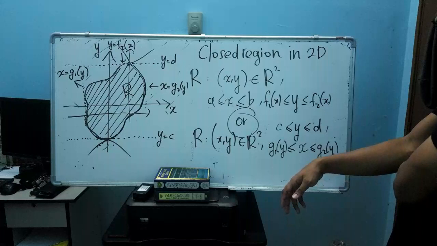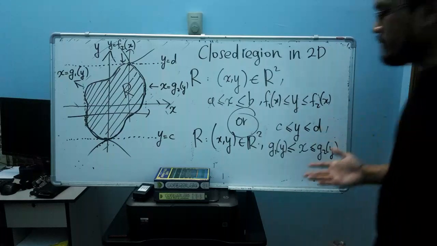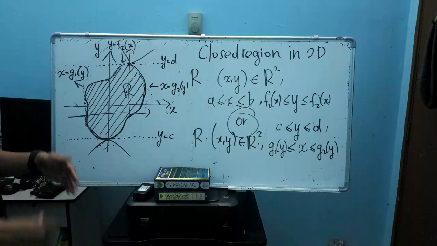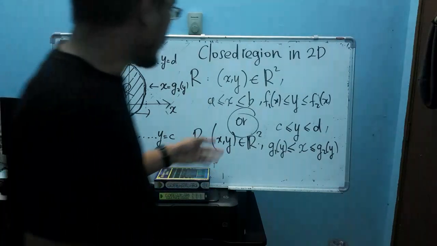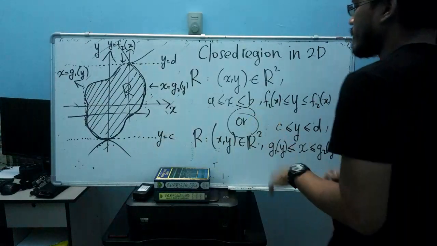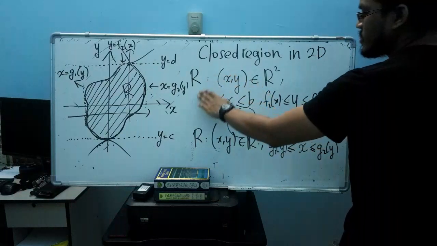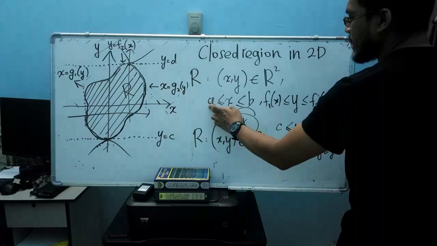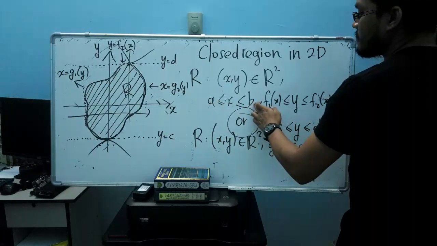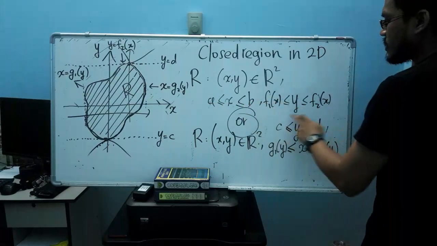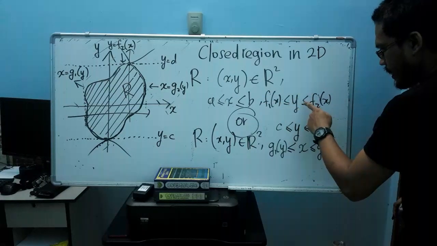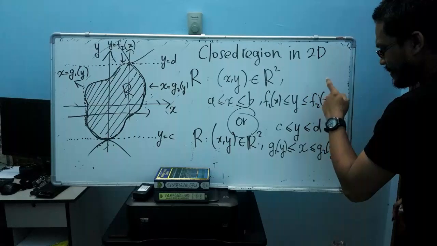Always remember some remarks. When you want to find the conditions for x and y, the first condition should be the values. You need to find the values A and B. And then for the second condition, you need to find the function.